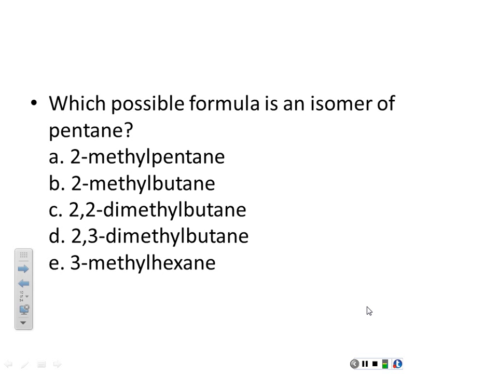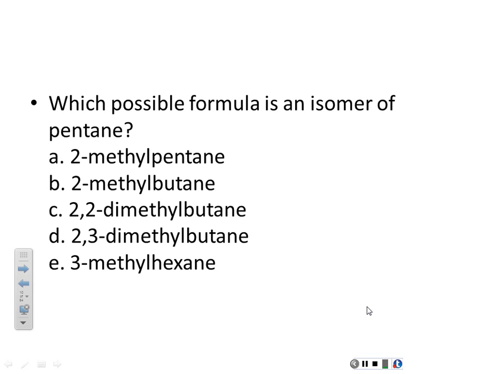Okay, so let's start the second. 2 methyl butane, C5H12. 2,2 dimethyl butane: second position methyl, second position methyl, C6H14, correct? 2,3 dimethyl butane. 3 methyl hexane: 1, 2, 3, 4, 5, 6, so C7, that's C7H16. Correct?